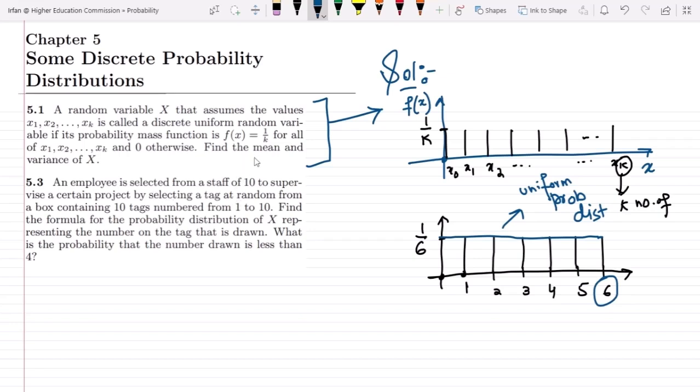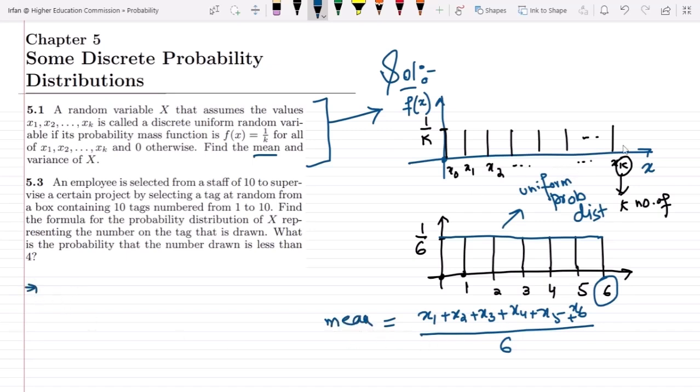So what do we have to do? We have to find the mean and variance of x of k, and it is very clear that in order to find the mean, I have to add all these items together and divide them by the total number of items. So here it would be x1 plus x2 plus x3 plus x4 plus x5 plus x6, divided by the number of items, which is 6. This will be the mean of it.